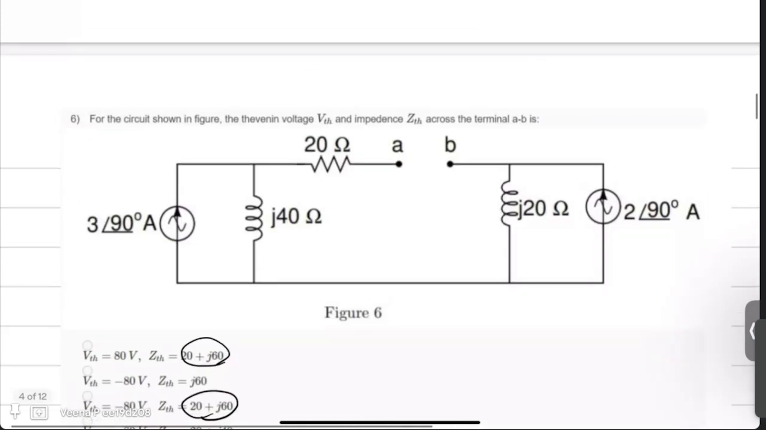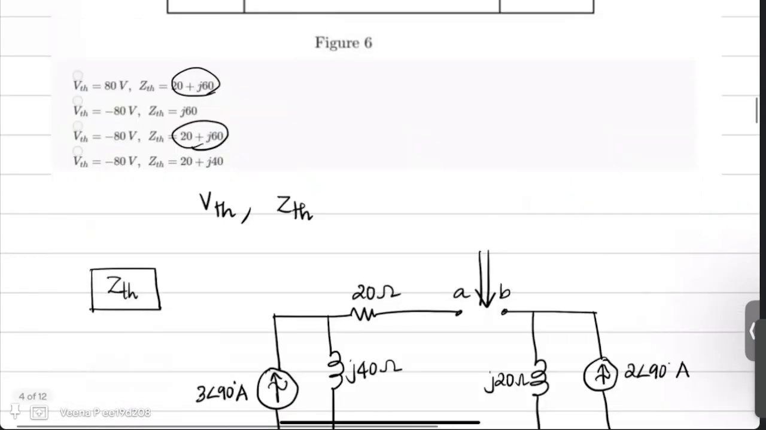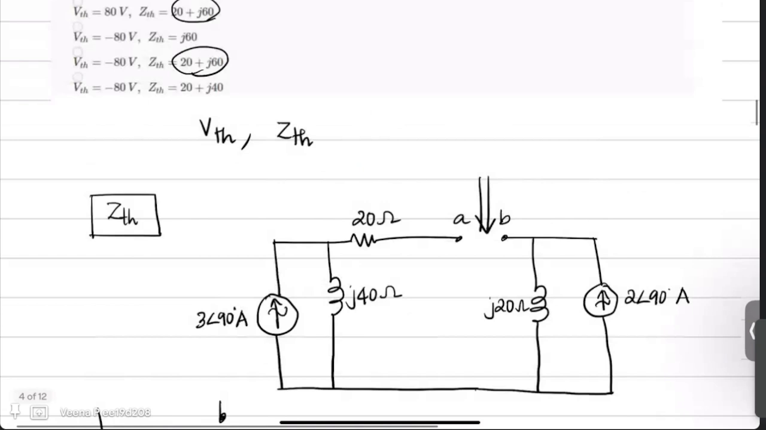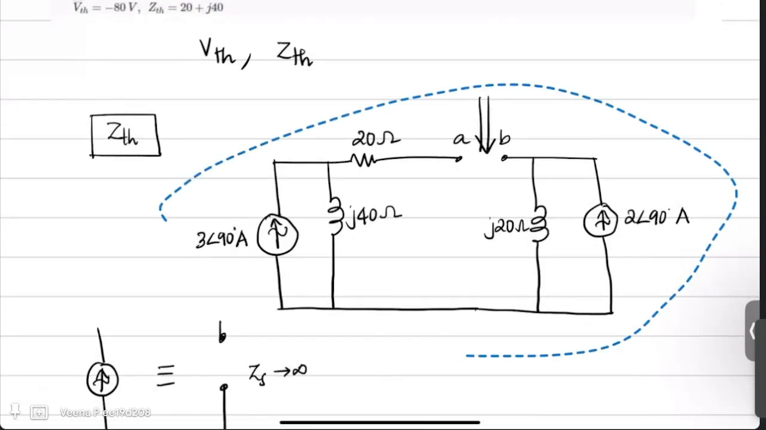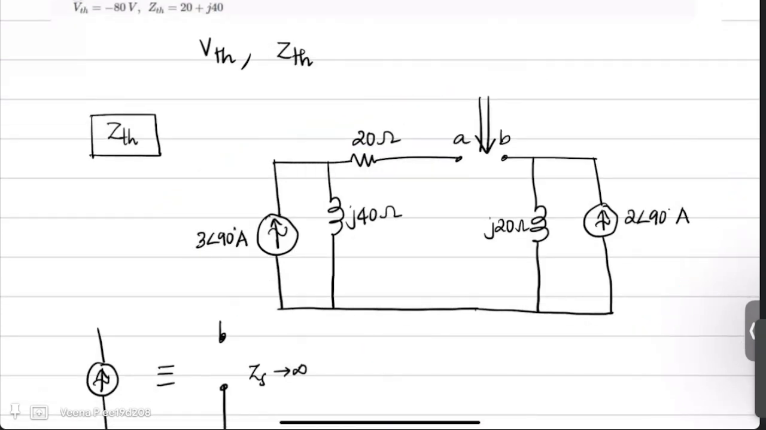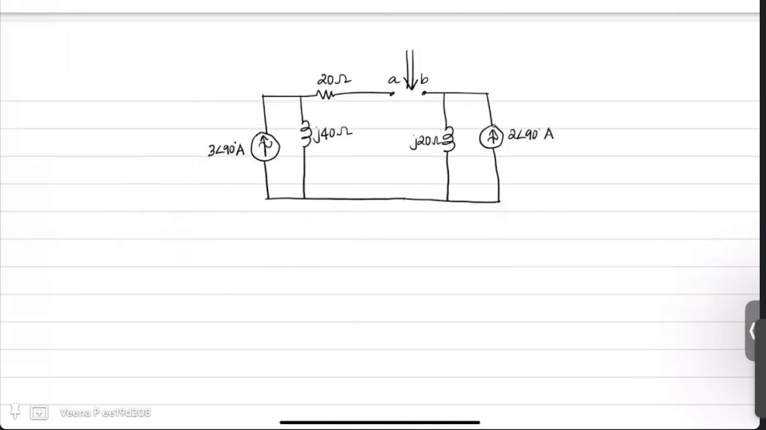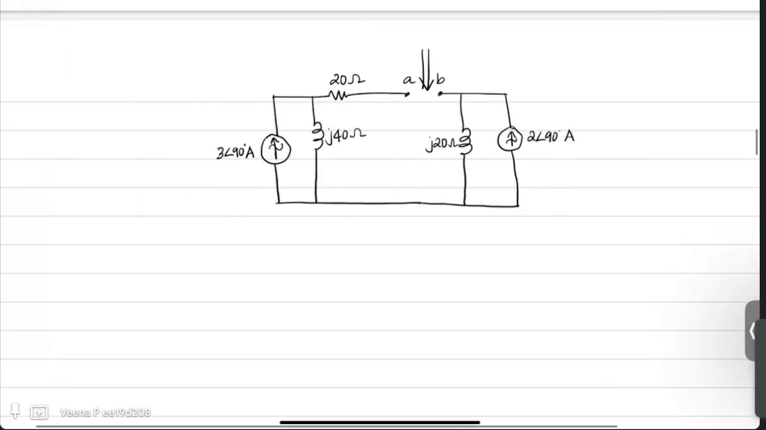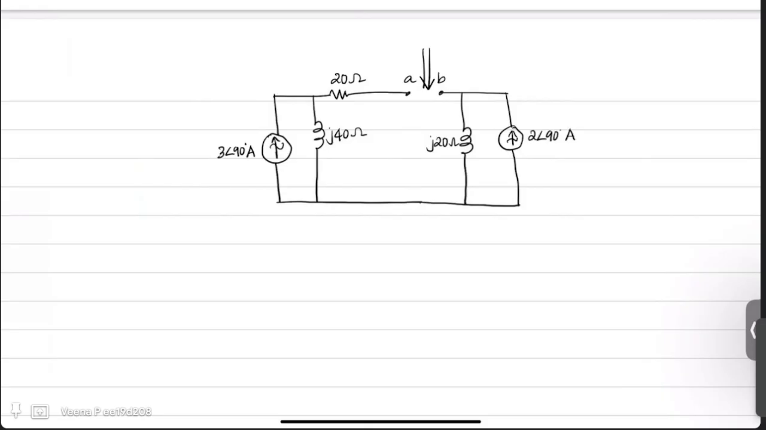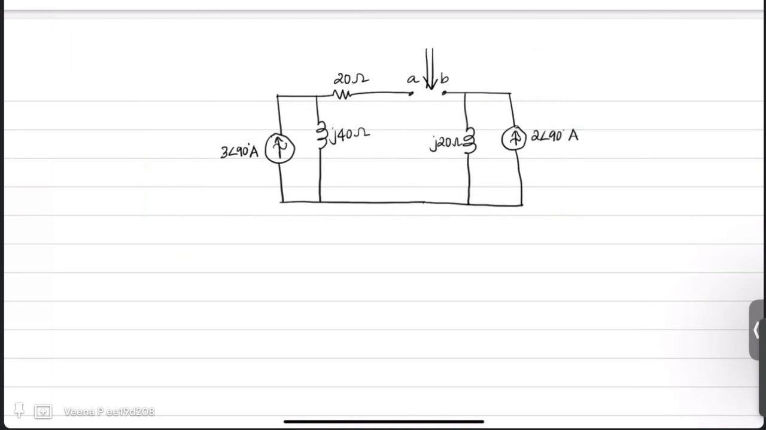Now let us see what your Thevenin equivalent voltage is. While finding the Thevenin equivalent voltage, we have to retain the circuit as it is. We should not remove the independent sources and replace them with their equivalent circuit. That should not be done. You have to maintain the circuit as it is and see what the open circuit voltage is.